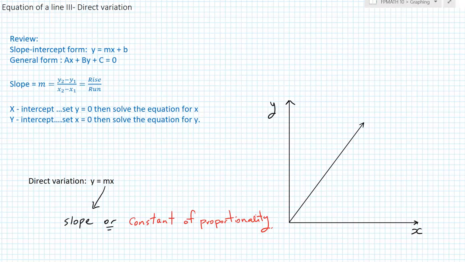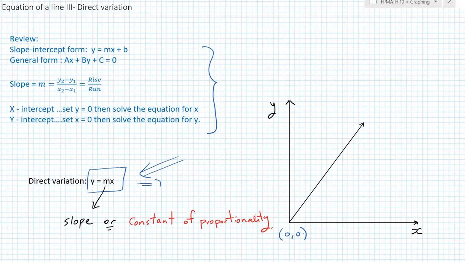So here we've got the review. I have a review set up for you. This is all the stuff that we have covered so far. Just quickly go over that, making sure that you remember all of these. The direct variation, that's the one that we're going to talk about today, is basically in the form of y equal to mx. That's all it is. There's no y-intercept. The y-intercept is actually 0. So all the graphs of direct variation always start at the origin 0, 0.